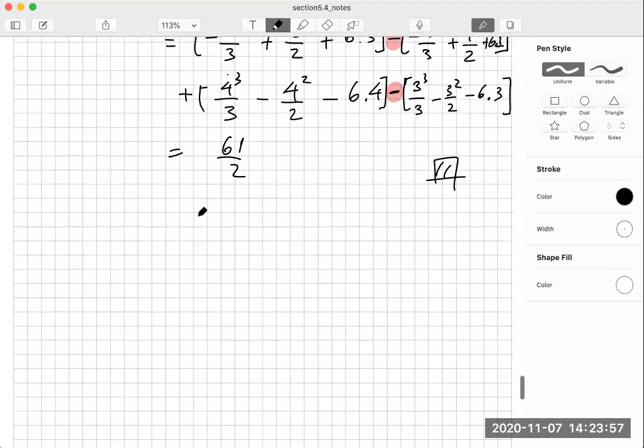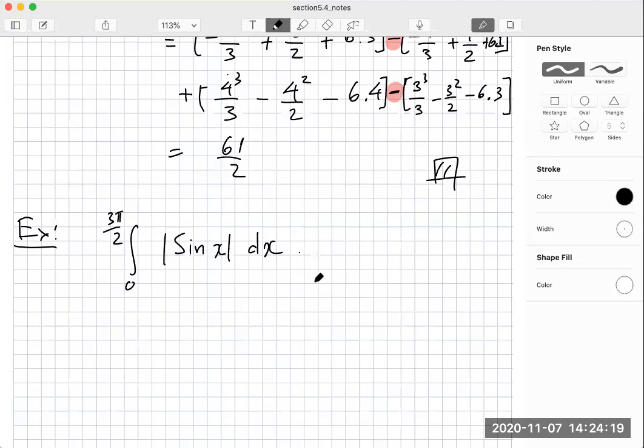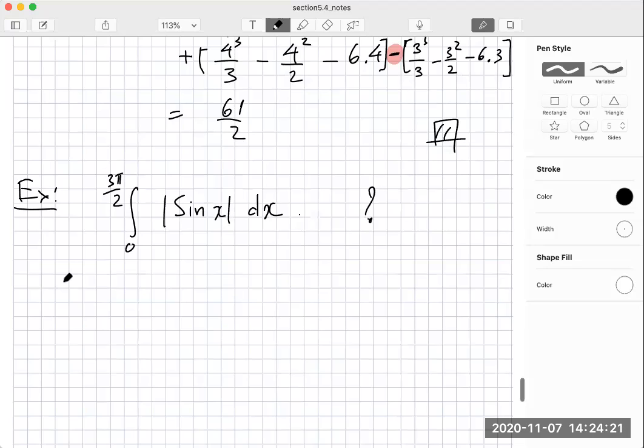Before ending this lecture, let me give you an example so that you can go home and do it. Next time we'll discuss it quickly. Evaluate the integral from 0 to 3 pi over 2 of the absolute value of sine x dx. The same story happens. We need to get rid of the absolute value sign here, break it into the intervals where sine is positive or negative, then we'll be fine.